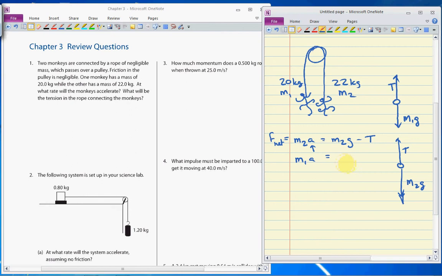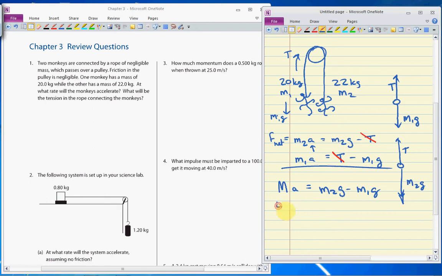In the case of M1A, it is the tension that would speed it up and the mass that would slow it down. The inertia would slow down that mass. So in this example we would have tension minus M1G. Combining these two formulas we get the mass of the entire system, big M, times A is equal to, and I might as well just cancel these tensions now, M2G minus M1G.